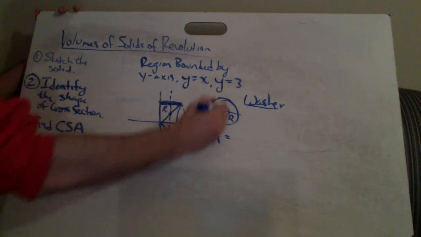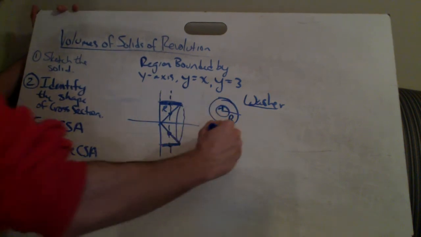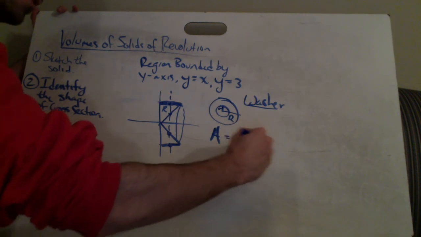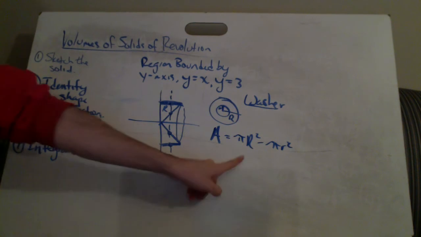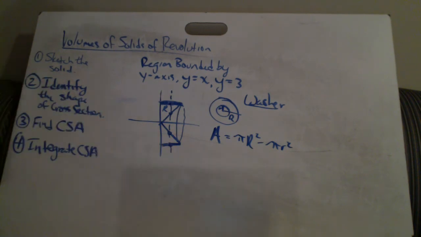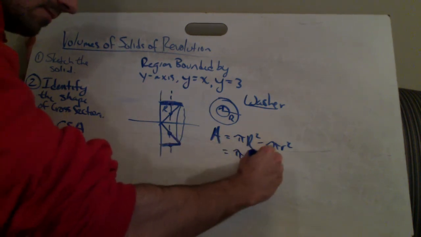The area of the washer is the area of the whole circle, take away the area of the small circle. So it's pi R squared minus pi r squared. Big R for big circle, little r for little circle. And if I wanted to factor this out, I could. It's pi times R squared minus r squared.